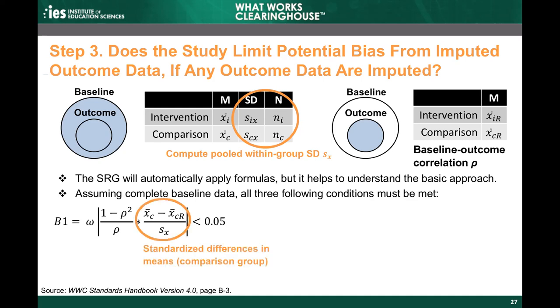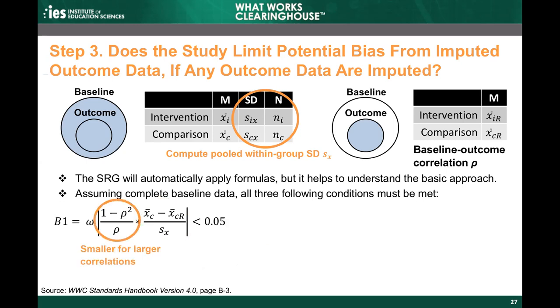So first, let me highlight this right term here, which is the difference in baseline means for the comparison group between the analytic sample on the left side and the complete case sample on the right side. And then we're dividing that by the pooled within group standard deviation. So what does this term represent? Well, it's essentially just a standardized difference in means between the two different samples for the comparison group. That's all it is.